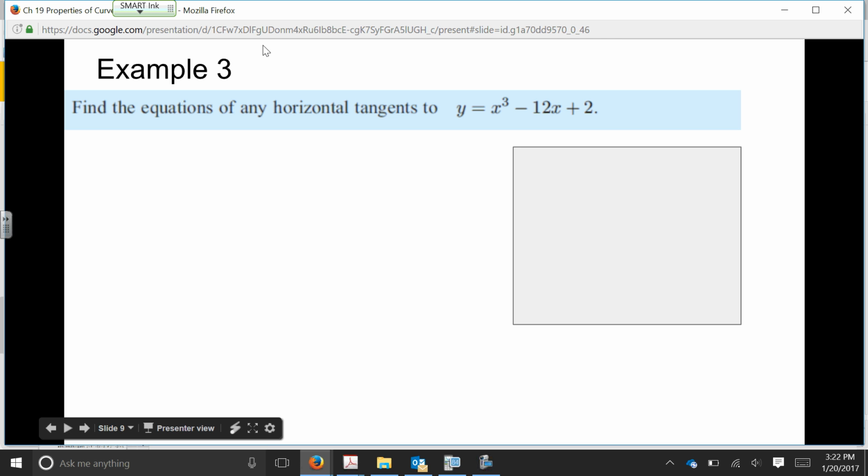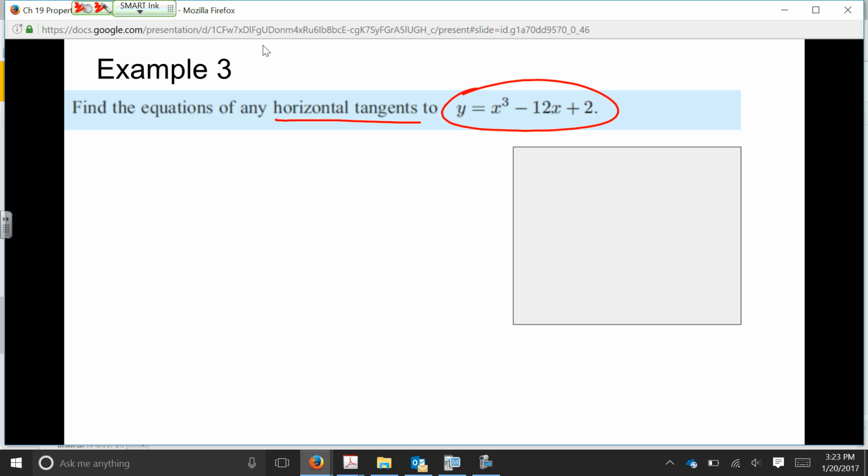All right. So next one is find the equation of any horizontal tangent to this function right here. Well, if it's a horizontal tangent, then what that tells us is that the derivative at that point is going to be 0. So let's go ahead and start by finding the derivative function. That's just going to be 3x squared minus 12. We want to know when the derivative equals 0. So I'm just going to solve this. Okay? So I'll pull out a 3, and now I have x squared minus 4. Obviously, that means that x equals plus or minus 2. Now, those are the x values.